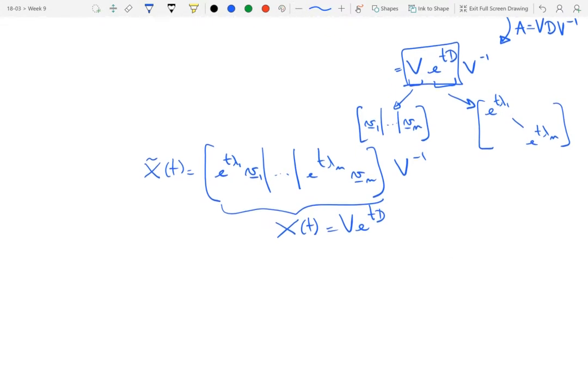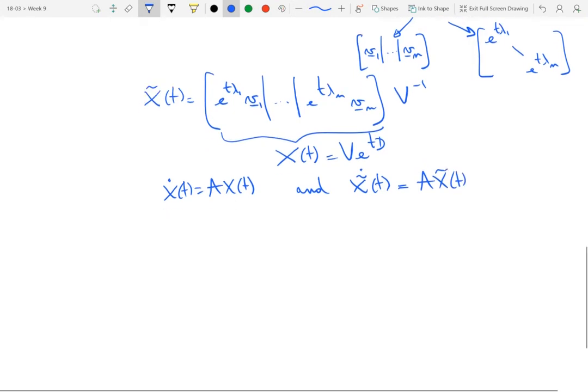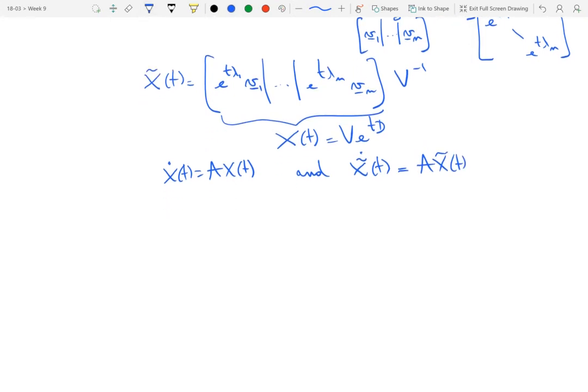And how do we know that those are both valid fundamental matrices? Well, they both obey the equation. So x dot of t is equal to A x of t, and this is equally valid if you do that with x tilde. So no question about that. It does solve the system of ordinary differential equations. And on top of that, it allows us to fit any initial conditions that would be given to us.